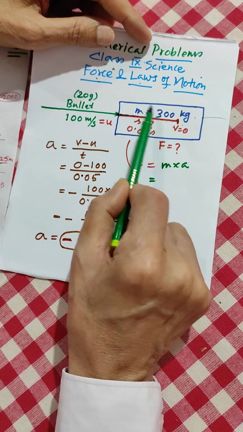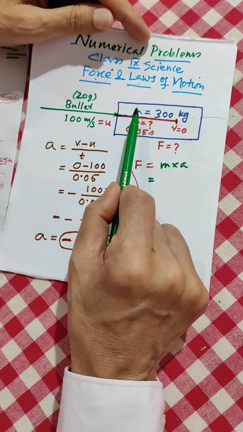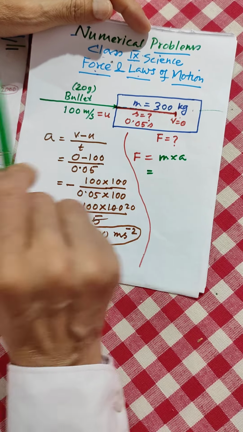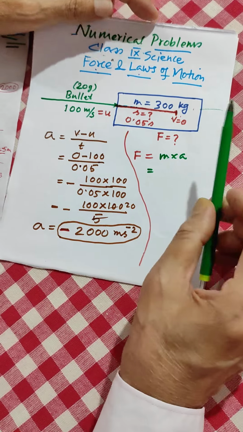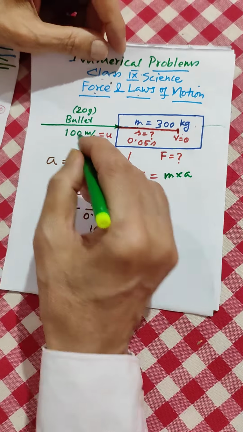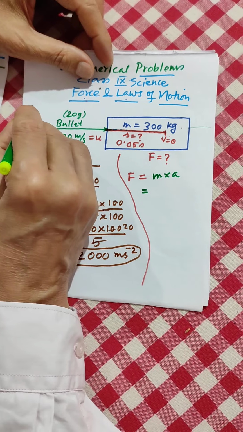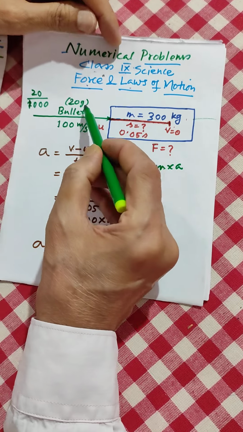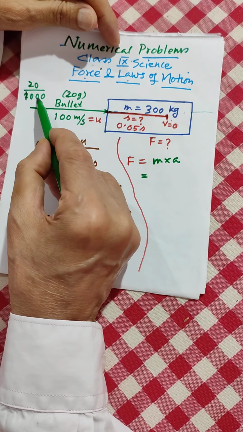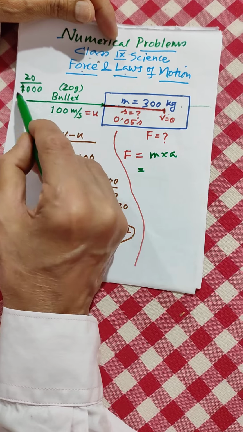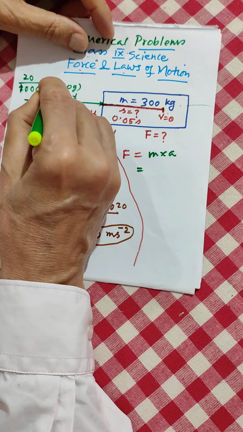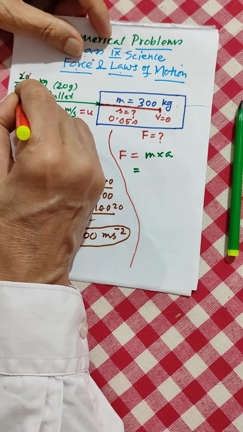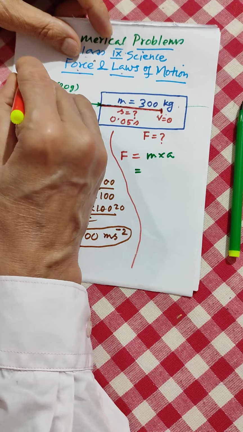Here there are two masses given. The mass of the block is 300 kg and the mass of the bullet is 20 gram. Of course, you have to convert 20 gram to kg. How to convert gram to kg? Divide by 1000. So 20 gram divided by 1000 becomes kg, which is 20 by 1000. Now we can cancel: the zeros cancel, 2 cancels, so it becomes 1 upon 50.